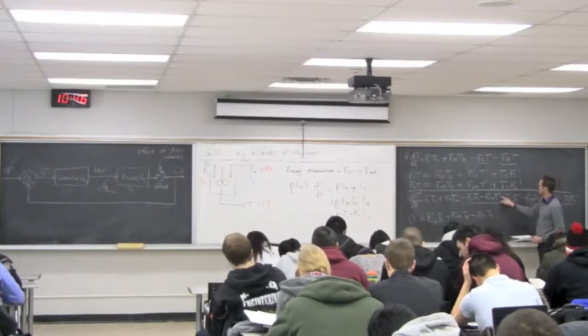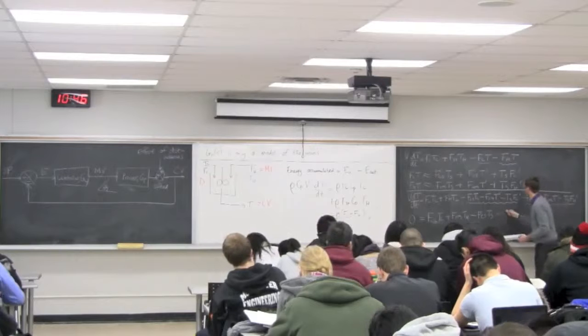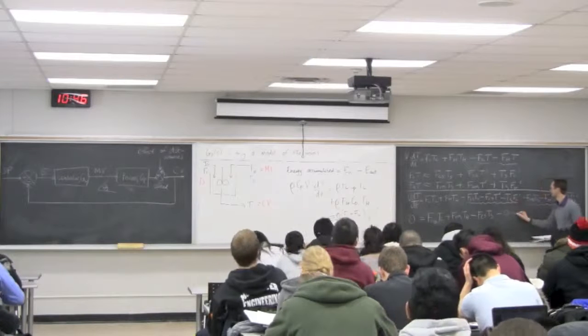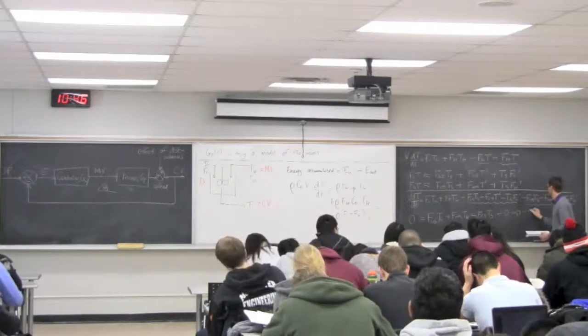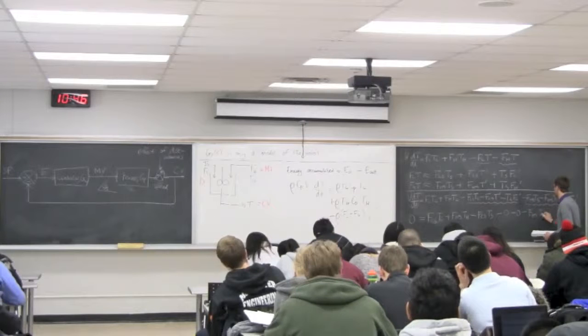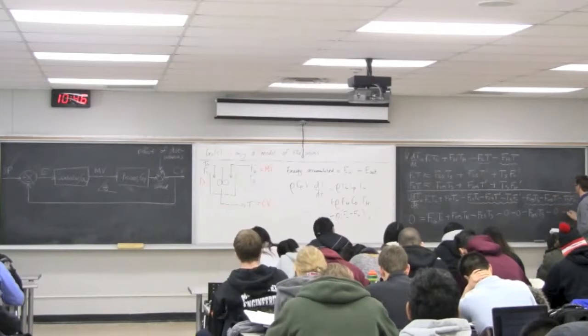At steady state, T dash is equal to 0, so minus 0. FC dash is 0, so that's another minus 0. Minus FHS TS is already at steady state. Minus 0, minus 0.